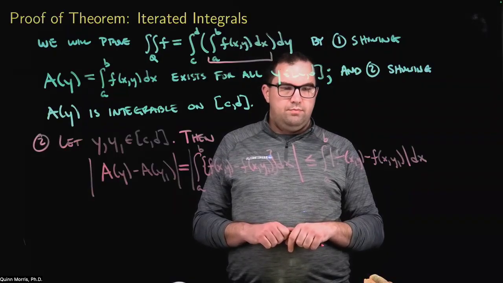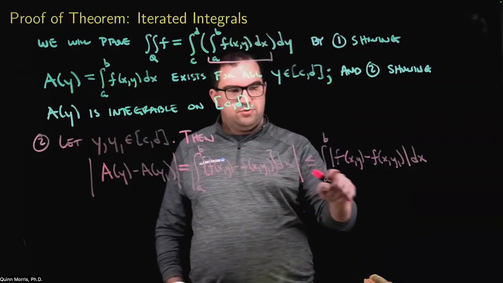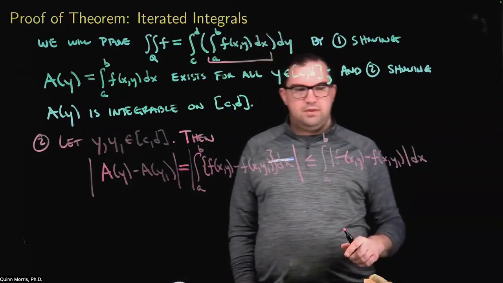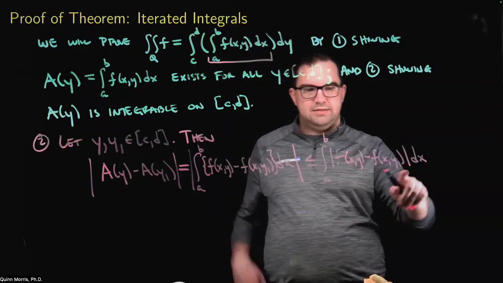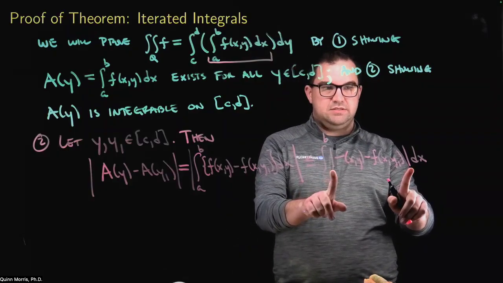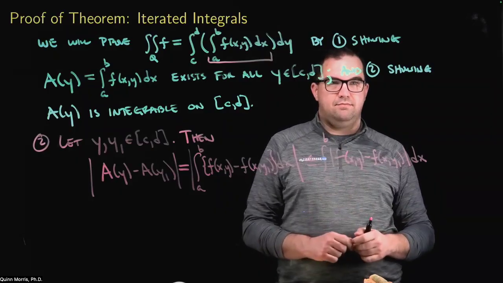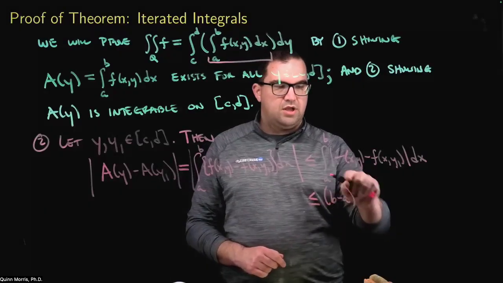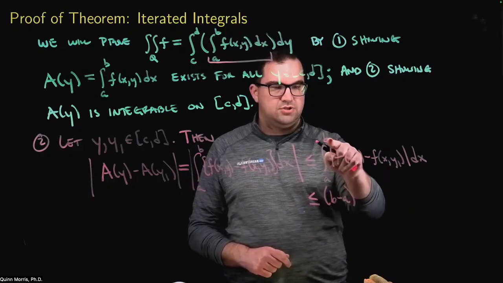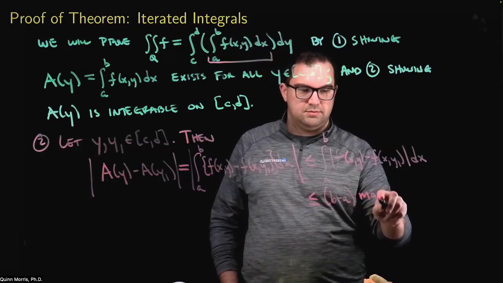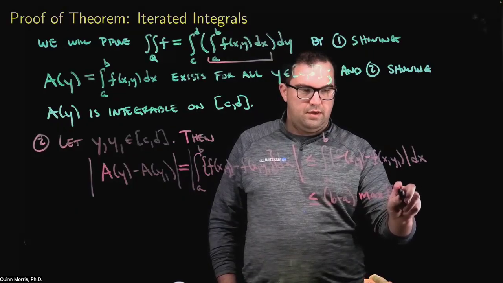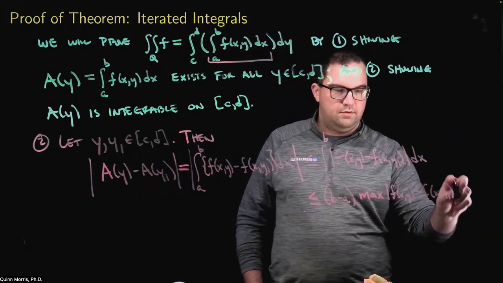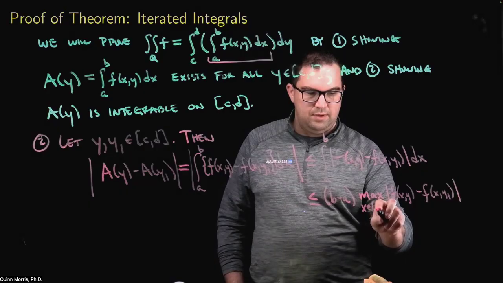So I'm going to continue asking how badly behaved this could be. Well, one way to estimate an integral is to say the worst this integral could be is you take the biggest value of the integrand times b minus a. So certainly this integral is less than or equal to b minus a times whatever the largest value this integrand takes on over the interval AB. So this is, say, the maximum of the absolute value of f of x y minus f of x y1 for all x in AB.